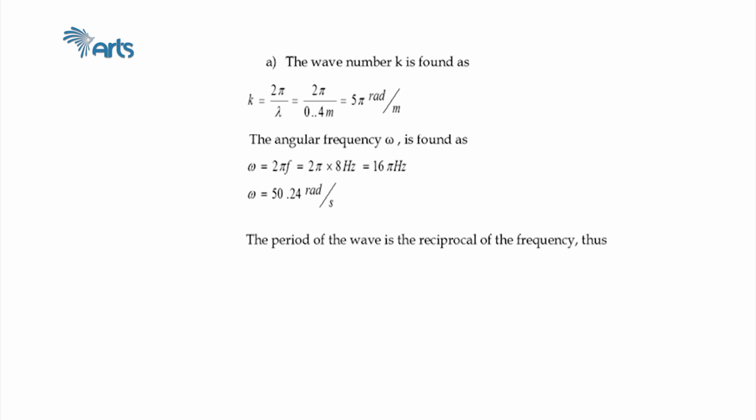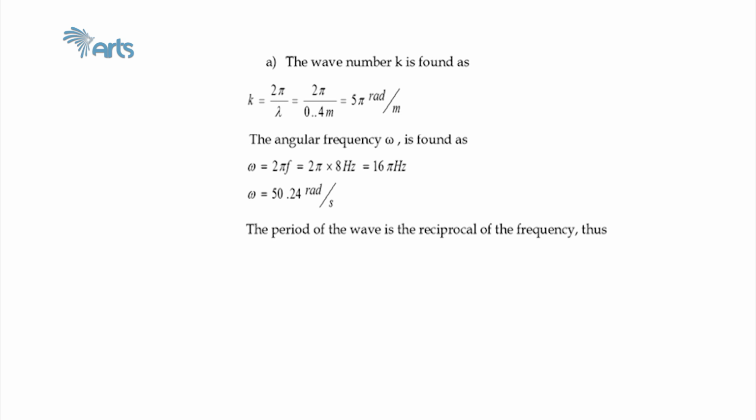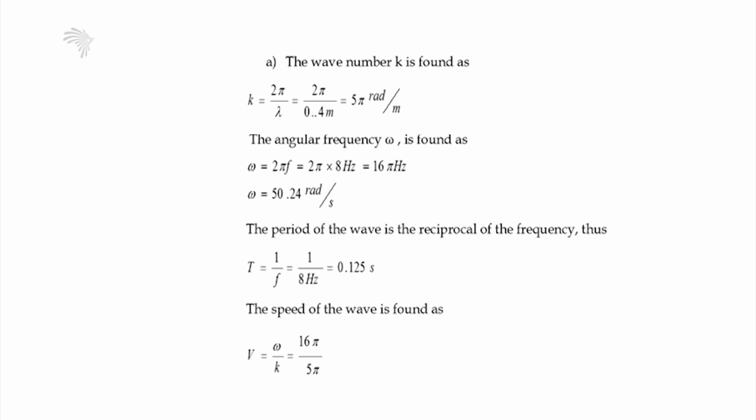The period of the wave is the reciprocal of the frequency. Thus, period is equal to 1 over 8 Hz, which is equal to 0.125 seconds. The speed of the wave is then found by using the expression v = ω/k. We know ω is equal to 16π rad per second and k is equal to 5π rad per meter, which gives us 3.2 meters per second.